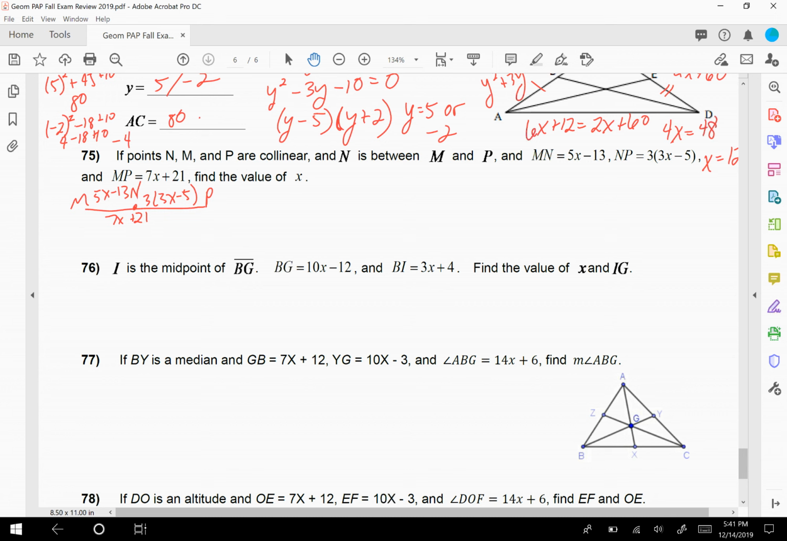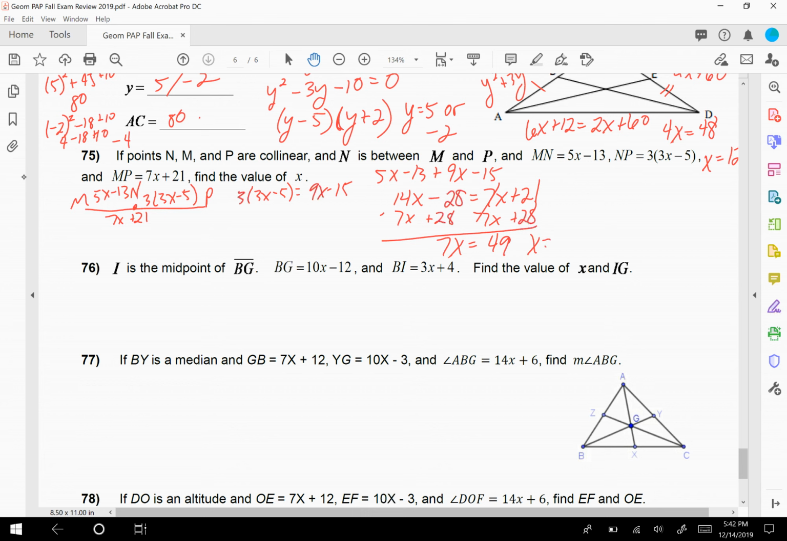So we have to add the two pieces together and it's equal to the whole thing. So first thing I'm going to do is distribute here. So you get 9x minus 15. So you have 5x minus 13 plus 9x minus 15. So 9 plus 5, that's 14x. And then a negative 13 and a negative 15, that's negative 28. And this is equal to 7x plus 21. Okay, so take away 7x, add 28. So you get 7x is equal to 49. So x is 7.